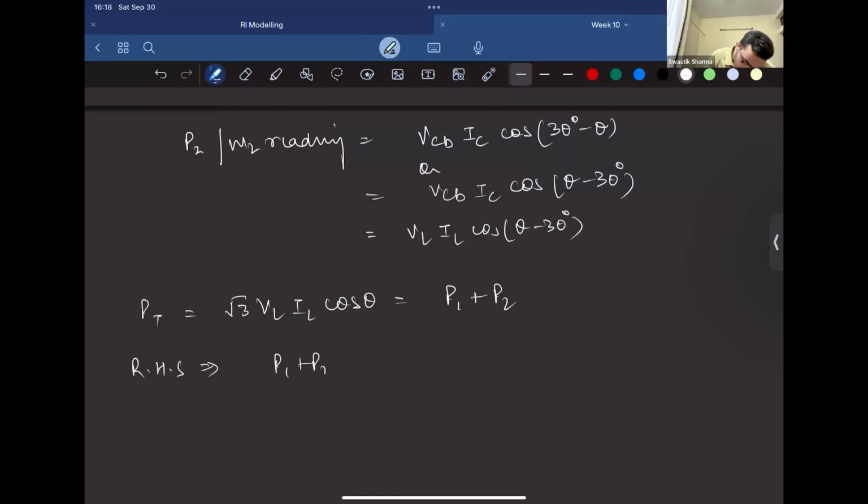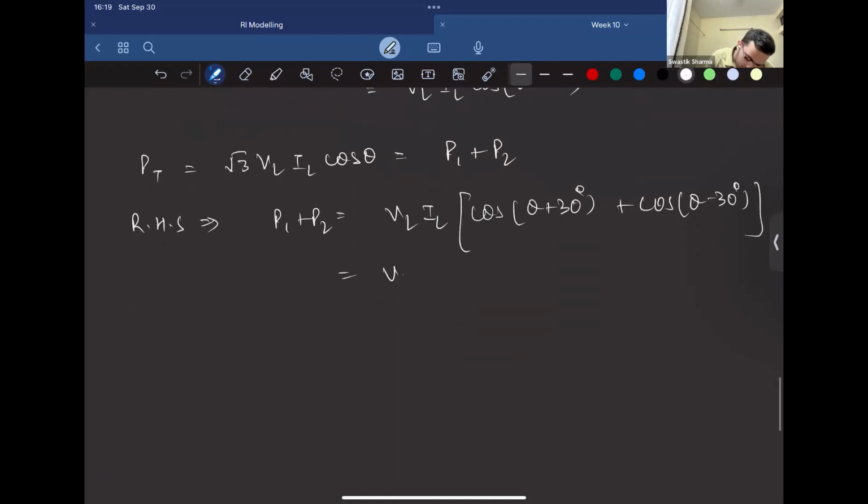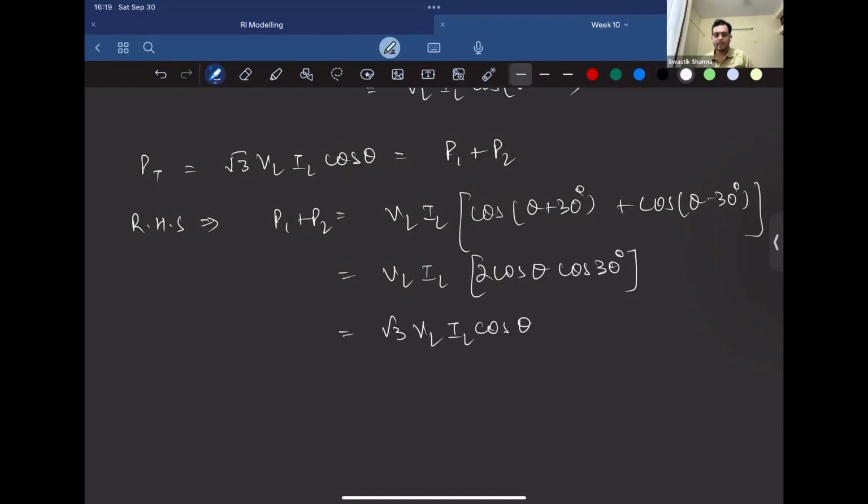So P1 plus P2 is what? VL IL [cos(theta plus 30 degrees) plus cos(theta minus 30 degrees)]. So if you add these two terms, what will you get? You'll get 2 cos theta cos 30, which is root 3 times VL IL cos theta. Sorry, this would be 2, right? Yeah. So this would be cos theta.